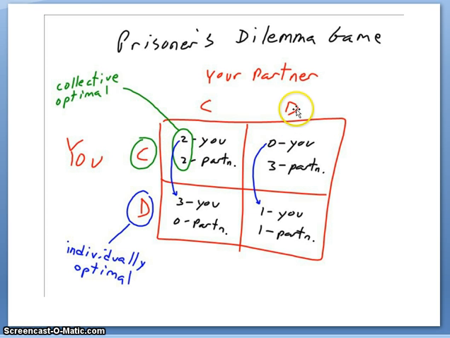And what about if your partner defects? It's again better for you to defect than to cooperate. If your partner defects and you cooperate, you'll get 0. But if you defect, you'll at least get 1 point. So no matter what your partner does, the individually optimal strategy is to defect. But the collectively optimal strategy is to cooperate. Mutual cooperation pays off more than mutual defection. So you see, it sets up a tension between the collectively optimal strategy and the individually optimal strategy.